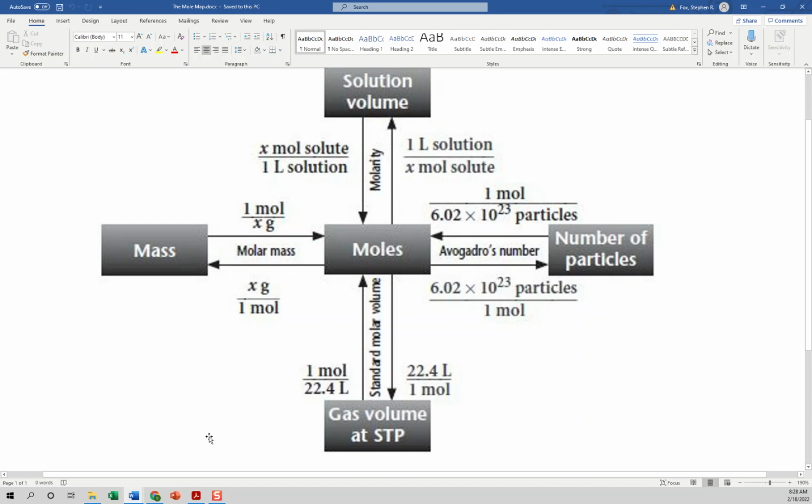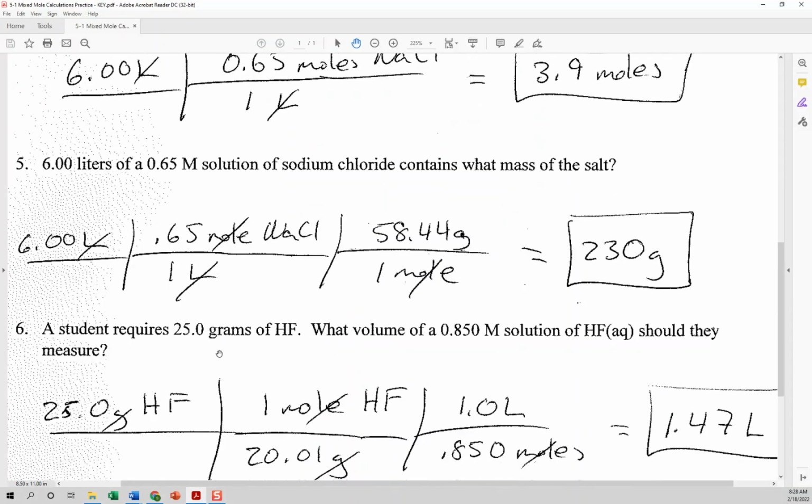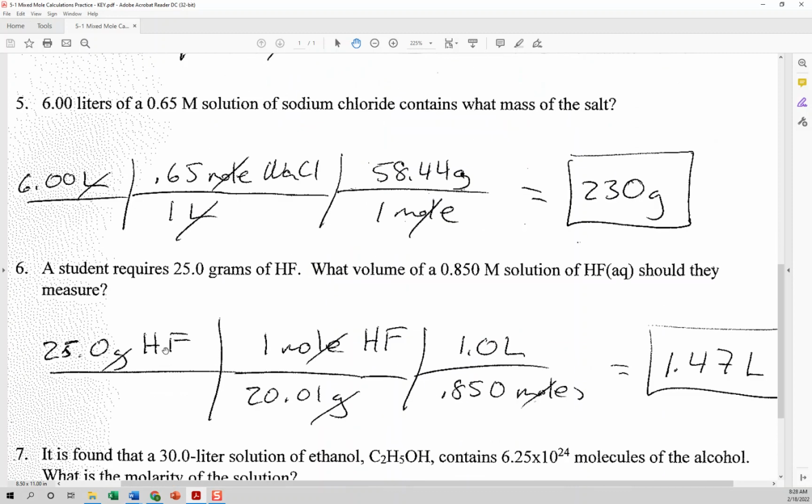And that'll get us there, all right? So let's see how that works. We start with our 25 grams of HF. We have to calculate the molar mass of HF. Hydrogen's 1.01 and 1 fluorine is 19, so 20.01. So grams would cancel out.